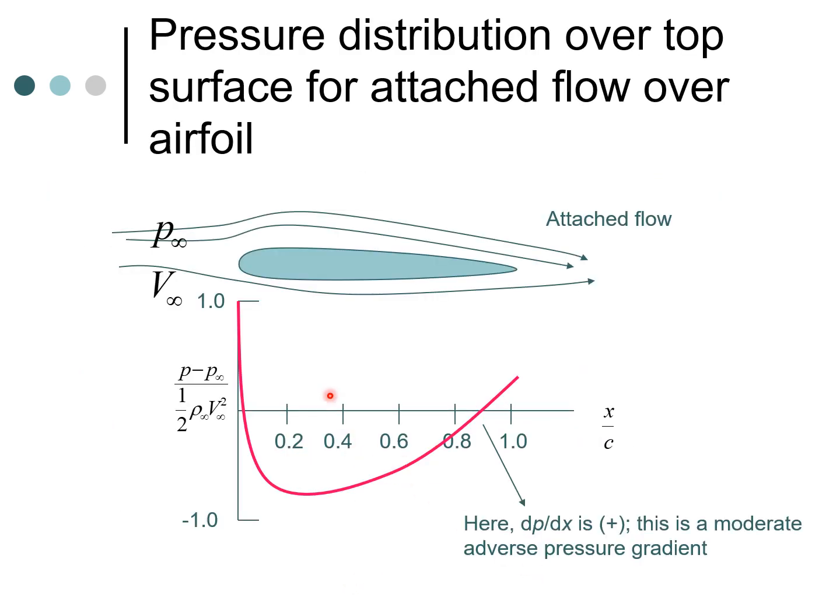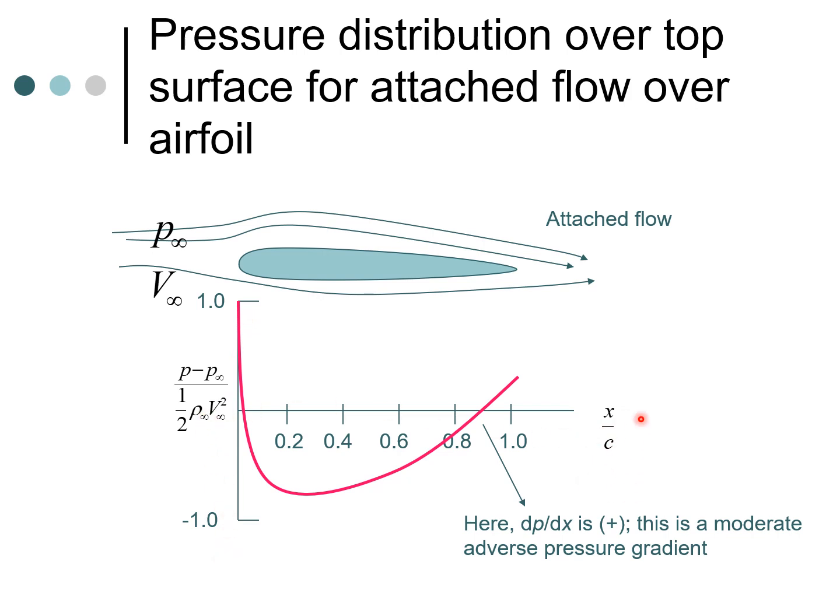So let's look at the picture here. This is the airfoil. Like I mentioned, the angle is very low, so essentially you get nice streamlines here. There is no separation of flow. Now we plot this graph of pressure with respect to the length.